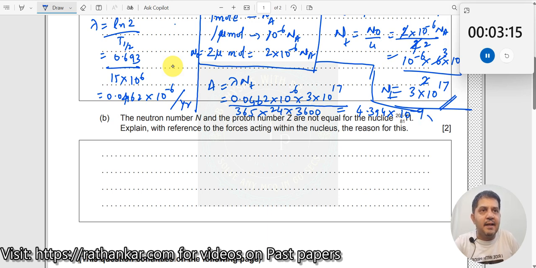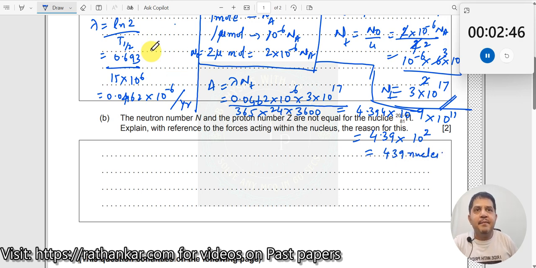10 to the power of minus 9 multiplied by 10 to the power of, see, I left the powers here. 17 minus 6 should be equal to how much? 11. Yes, we are doing it correctly. 17 minus 6 is 11, correct. So this should be 4.394. I'll write it down once again: 4.394 into 10 power 11 minus 9 is 2, which is nearly 439 nuclei.